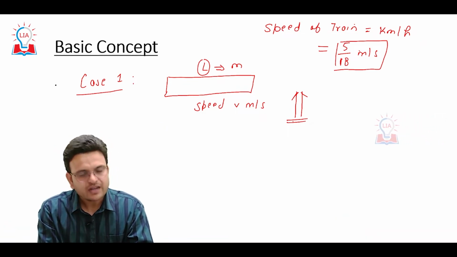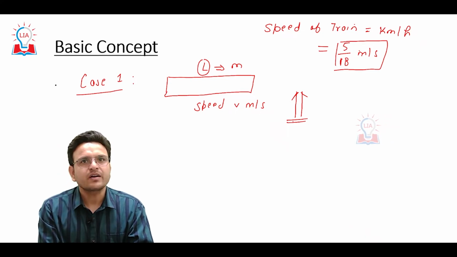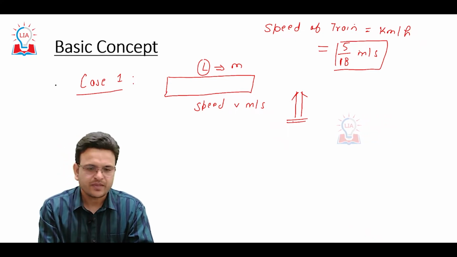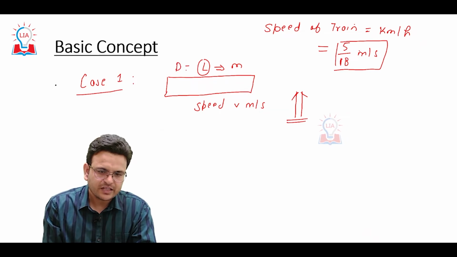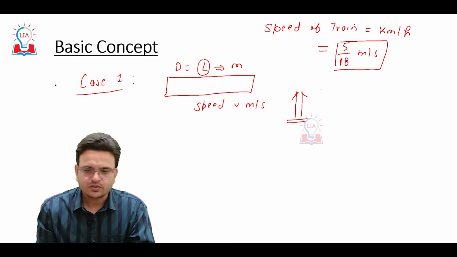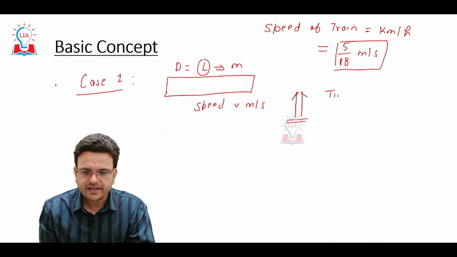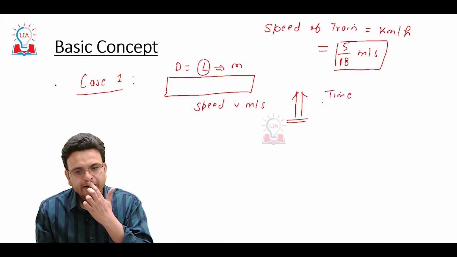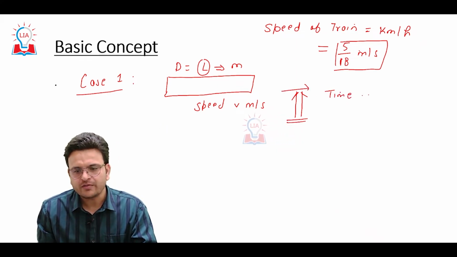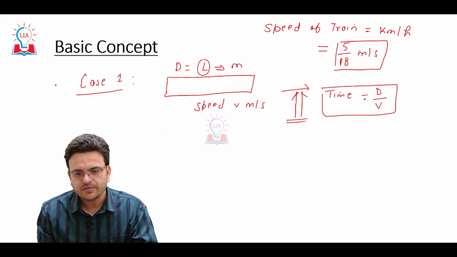So here what will the train do? The train will cover all its length, meaning distance will be equal to its own length. So time taken by the train to cross this particular pole will be distance upon speed. One thing you have to remember here.